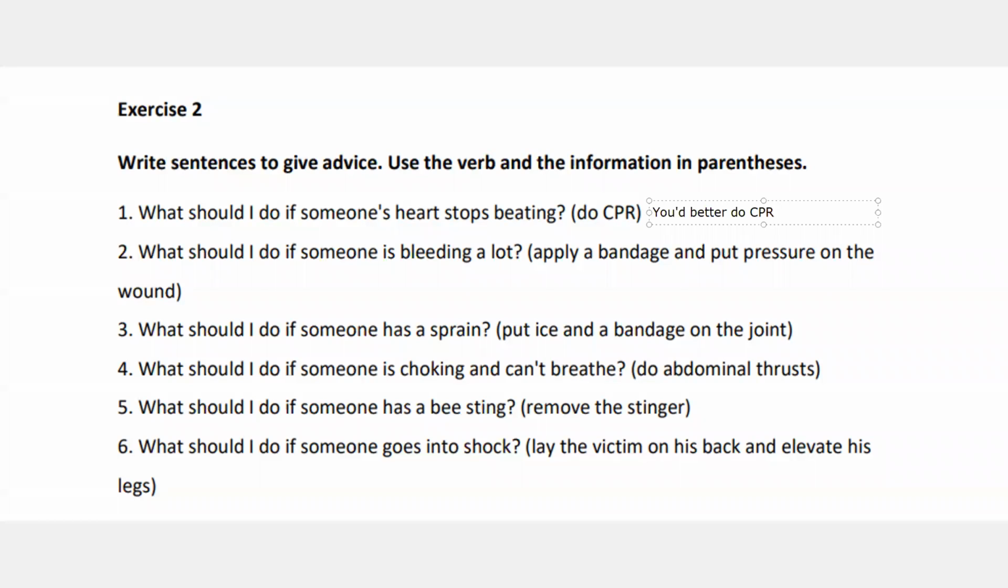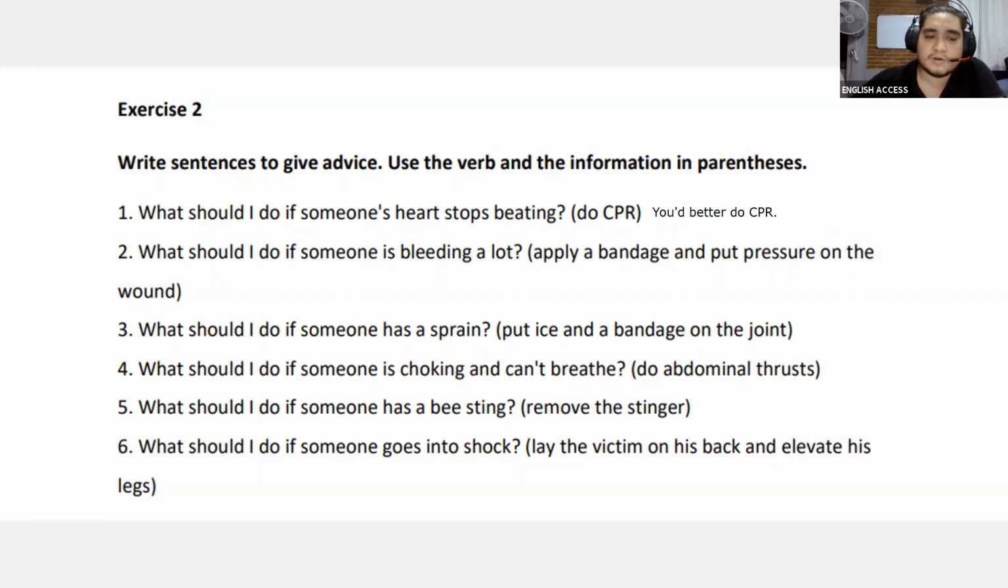Okay, and that's it. You better. Why do we use had better instead of should or ought to? You had better do CPR. But why do we use had better instead of should or ought to? Why?